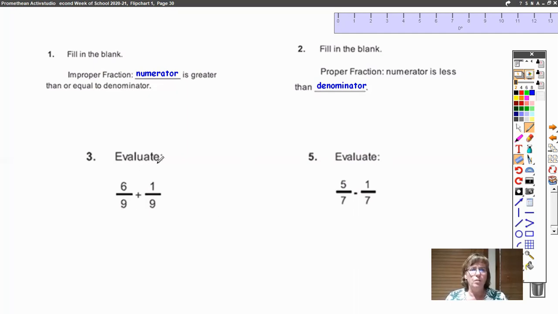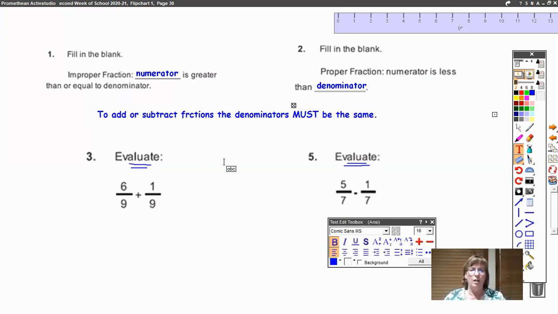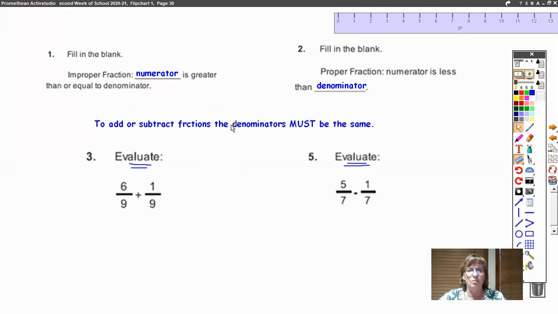Now, in order to evaluate fractions, so evaluate just means we're going to simplify if we can, okay? So we're going to solve them. And one of the things you have to do when you're adding or subtracting fractions, they must have common denominators. So I do want you to write those notes, okay? So to add or subtract fractions, the denominators must be the same, okay? And it's starting off where they are, and then we'll get to where they're harder and they're not. But that's one of the things that you need to do right away. You need to notice if you're adding or you're subtracting, the denominators must be the same.